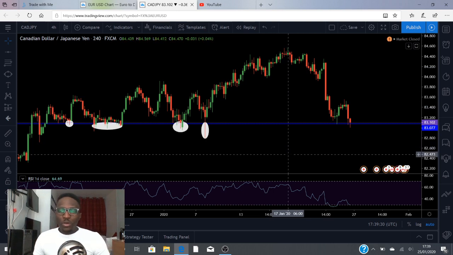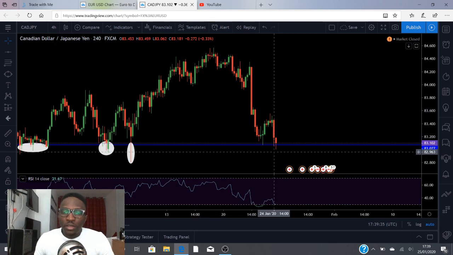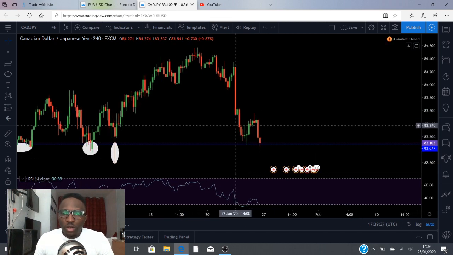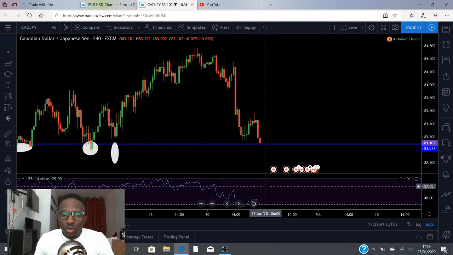So we go on our RSI here and let's try and study what the market has done. So we got the RSI here. The market came back down on the first test of that level. We can see the RSI went oversold.